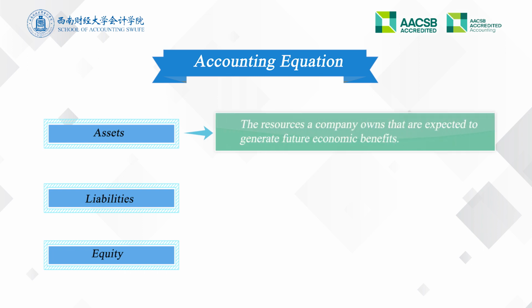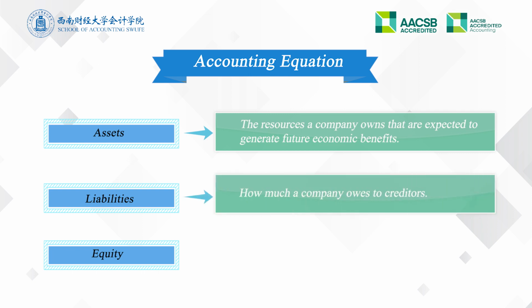Assets accounts record the resources a company owns that are expected to generate future economic benefits, such as cash, equipment, and land, etc. Liabilities accounts record how much a company owes to other creditors. Liabilities reflect obligations that a company should fulfill in the future by providing service or products or paying assets, like cash, as a settlement.